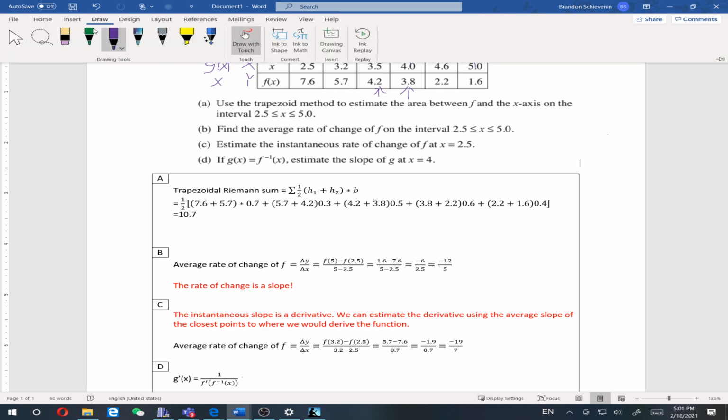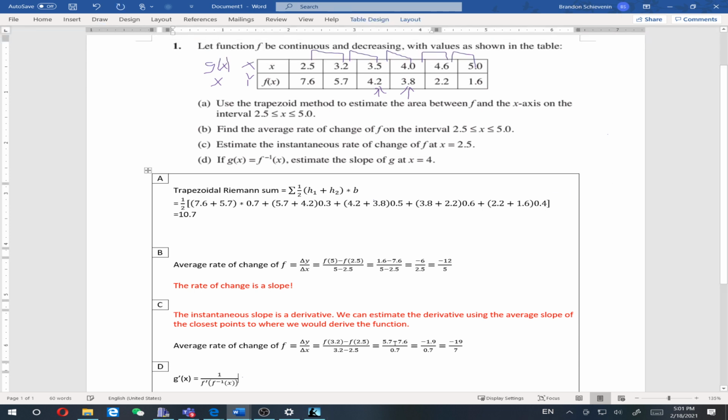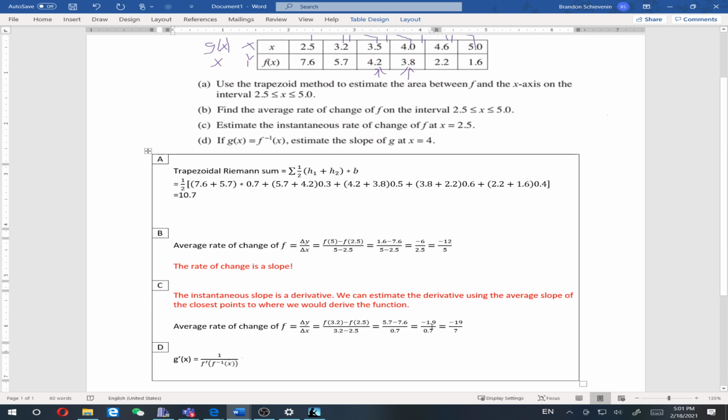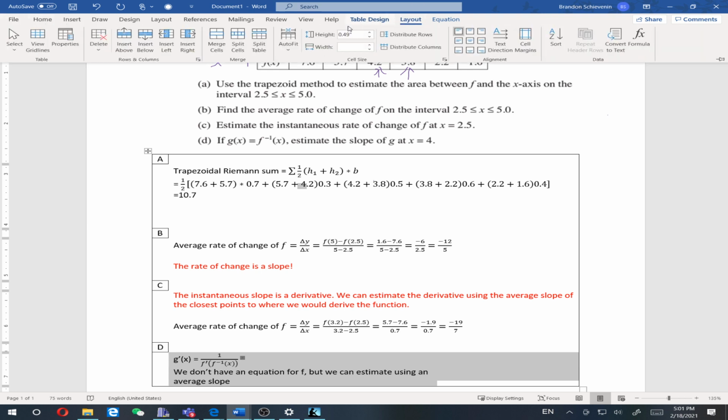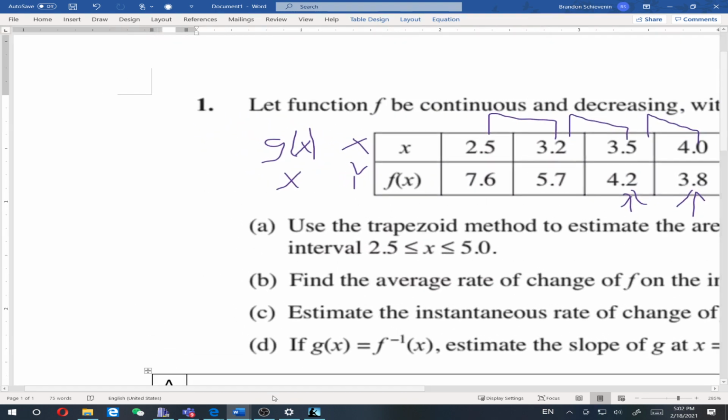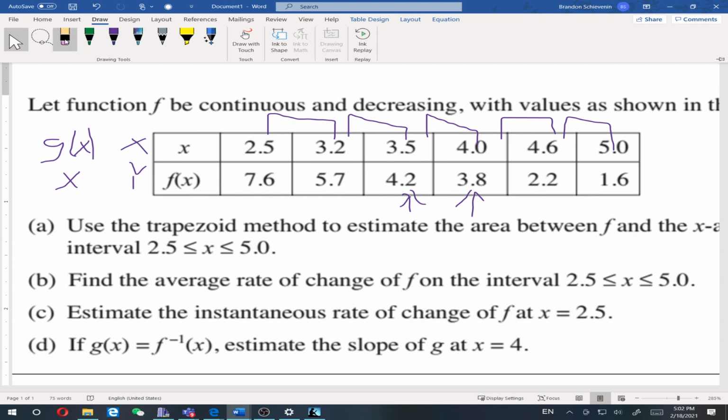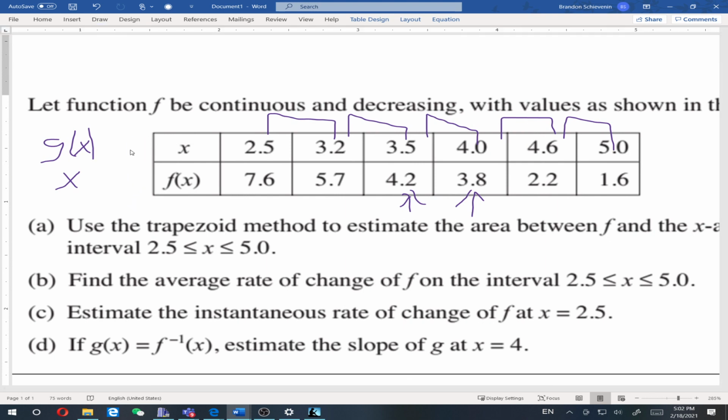Okay, Niall, I'm going to jump back to you. Okay, we don't have an equation for f, but we can estimate using an average slope, which I think was what Kyle was suggesting. So Niall, over to you. Taking a look at this, our g of x is what's on top, our x values are what's on bottom. If we want to get our average slope of g at 4, so we want to estimate g at 4, then how would you set up our average slope?